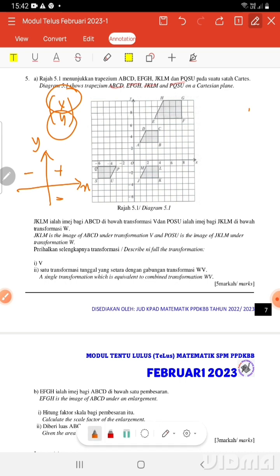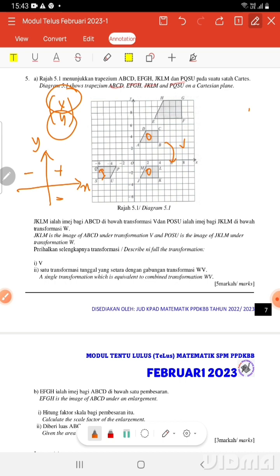Kita ulang balik soalan yang ni tadi. PQSU. Okay, ni tadi image yang ni objek kan. Untuk first, ini dia mengalami V. Sekarang ni PQSU image JKLM. PQSU pula image of JKLM. So, JKLM sekarang dah jadi objek.